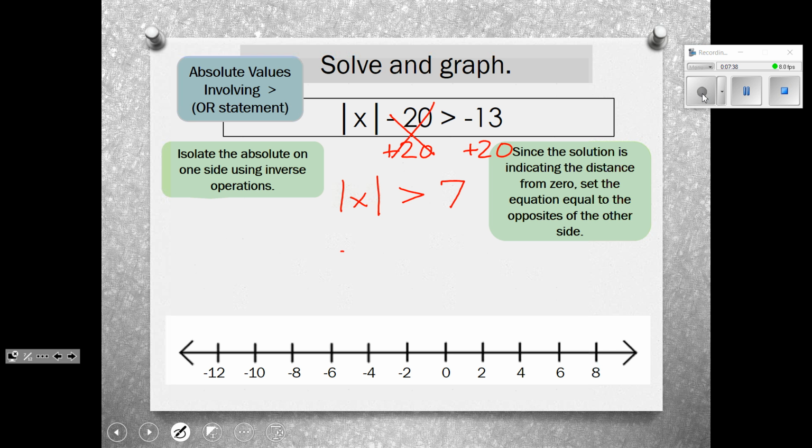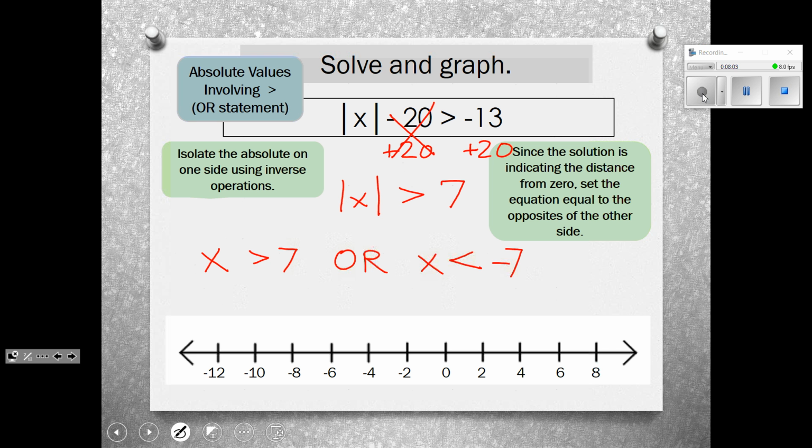Now we're going to write our two separate equations with an "or" in the middle. The first one, we just copy and paste. X is greater than 7. For the second equation, we know we're going to use the opposite of 7, which is negative 7. But when we write the equation with the opposite integer, we have to flip the sign. So x is greater than 7 or x is less than negative 7.